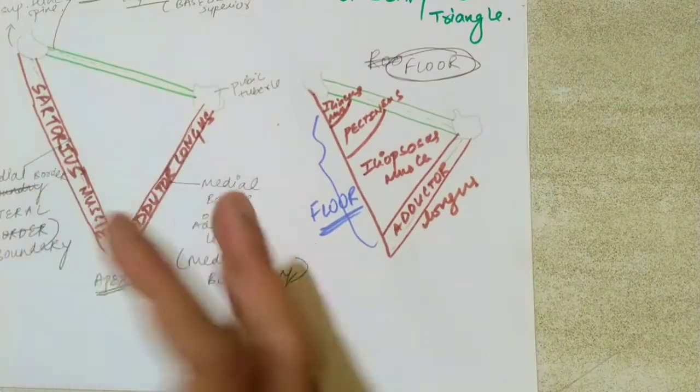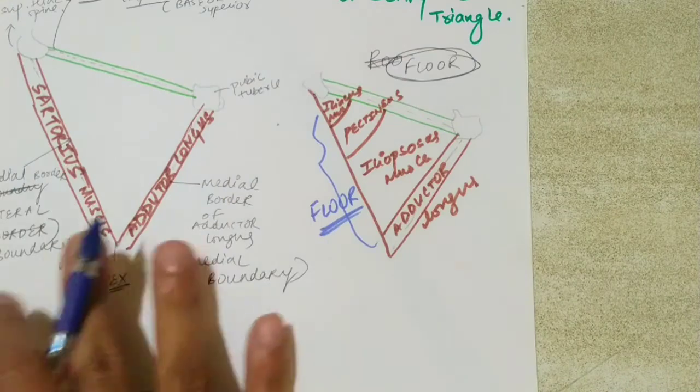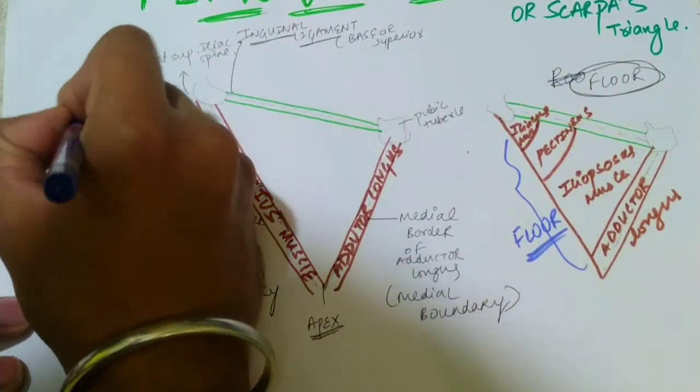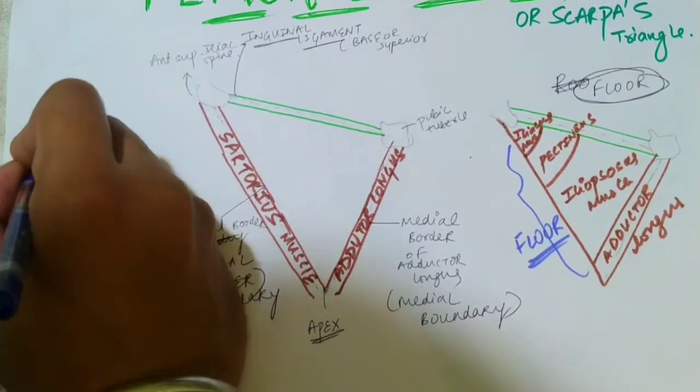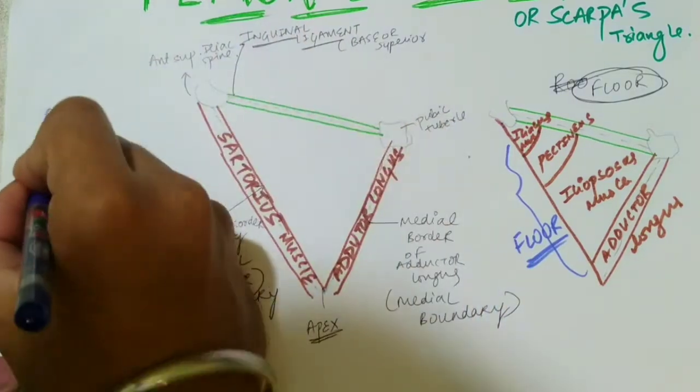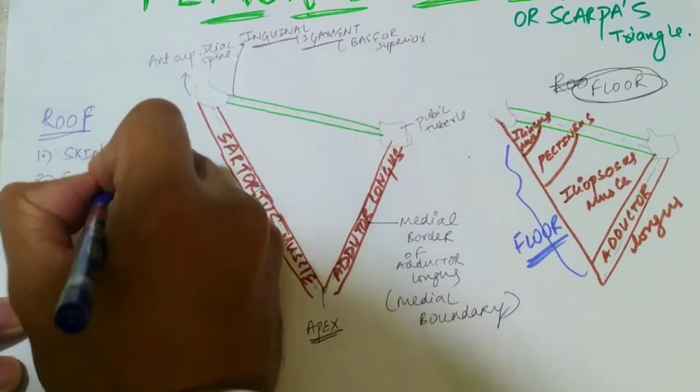Now we will see the roof. How is the roof formed? I will write the roof separately here. As you know, in the roof, first there will be skin. I'll write in sequence: skin will be present above this triangle. Second will be the superficial fascia.